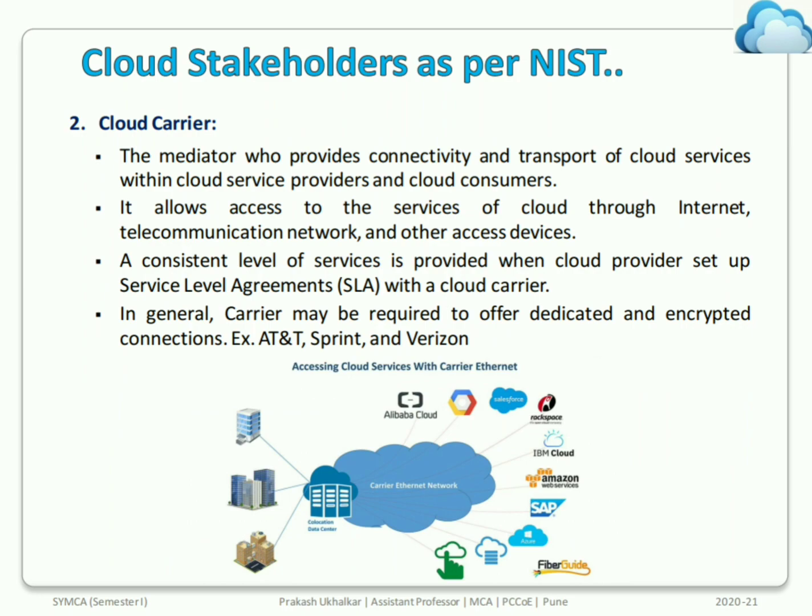A consistent level of services is provided when cloud providers set up service level agreements, that is SLAs, with the cloud carrier. In general, a carrier may be required to offer dedicated and encrypted connections. Some examples of cloud carriers are AT&T, Sprint, and Verizon.